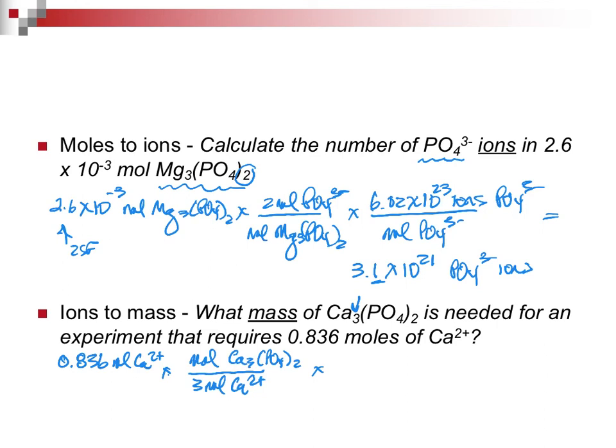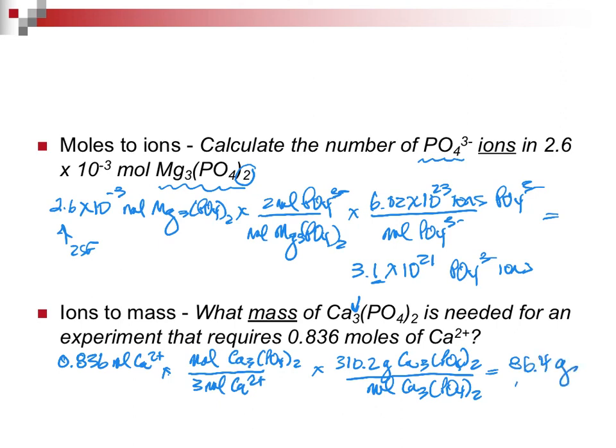Then I would have found the molecular weight. I would have said 310.2 grams of Ca3(PO4)2 for every mole of Ca3(PO4)2. And that will give us 86.4 grams of Ca3(PO4)2. So please practice. You may get frustrated.